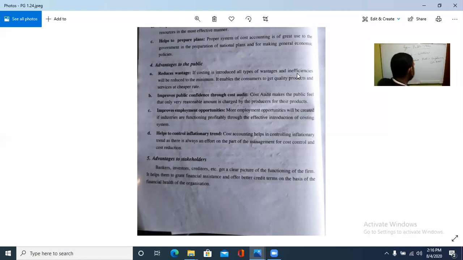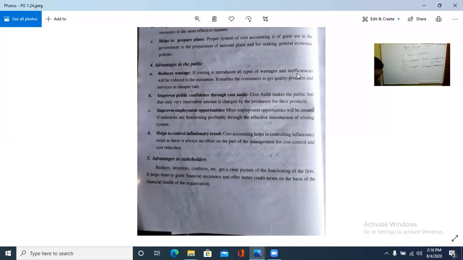Then improves employment opportunity. അതായത് ഓരോന്നും ഡെവലപ്മെന്റ് നടക്കുമ്പോൾ എന്തുണ്ടാകുന്നു? Employment opportunity also to be increased. Improves employment opportunities.